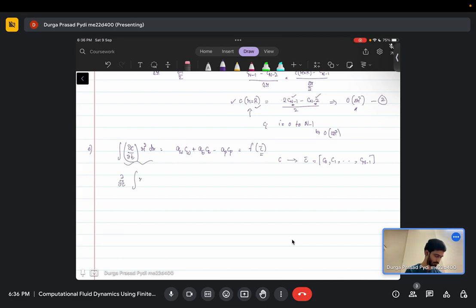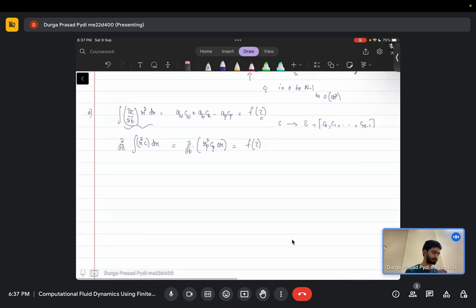So you have r square C dr. This can be written as rp square Cp delta r, which will be equal to f of C bar. So the question asks you to formulate in a different way.